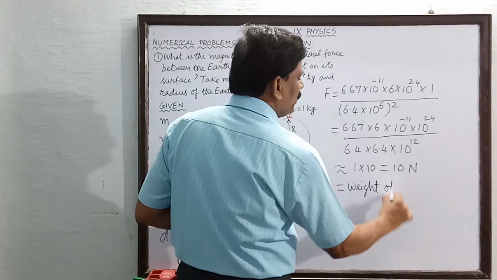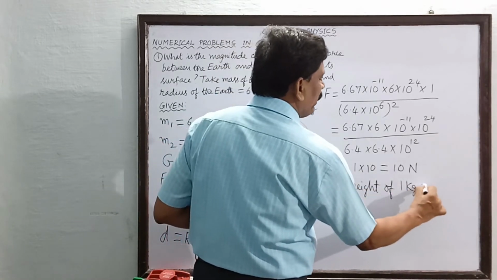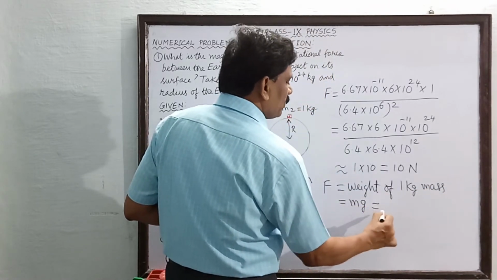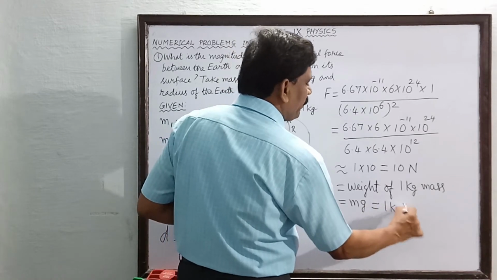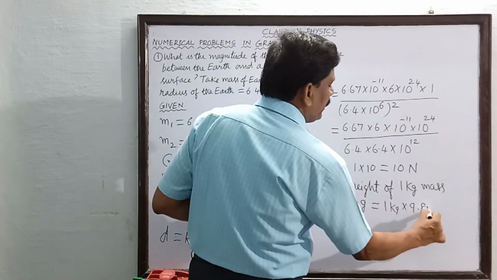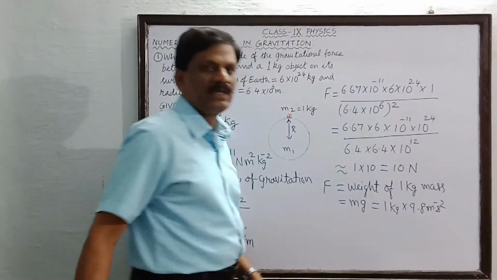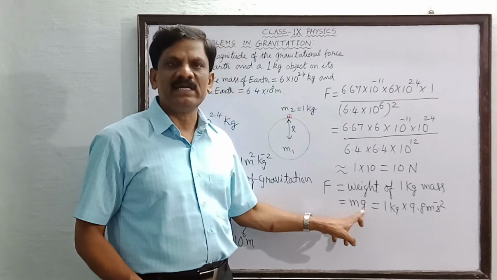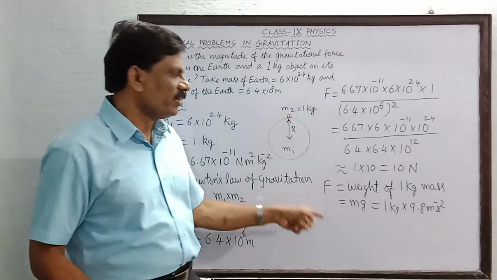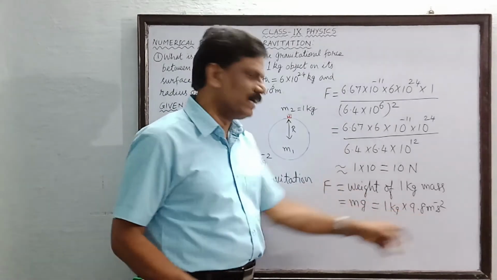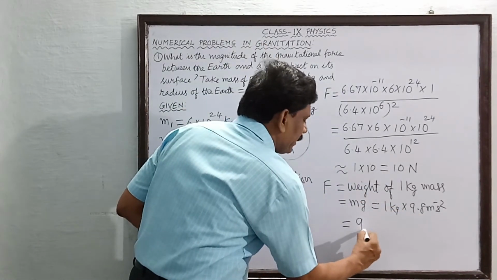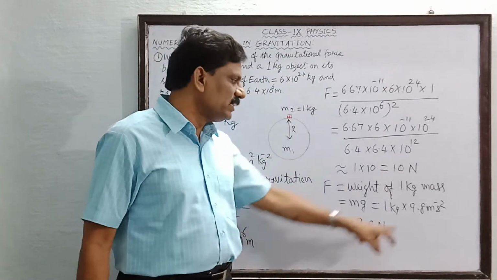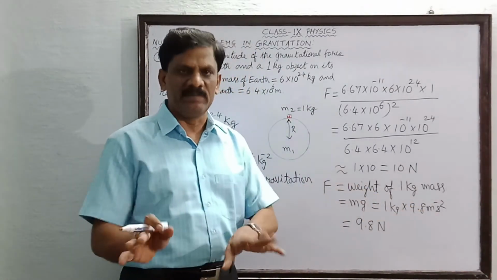So weight of 1 kg mass. So this is equal to what? M into G. So that is equal to 1 kilogram multiplied by 9.8 meters per second square. See, if M is the mass of the body, how will you find the weight of the body? That is M into G, where G is the acceleration due to gravity. So if you take 9.8 meters per second square, this will also be equal to what? 9.8 Newton.